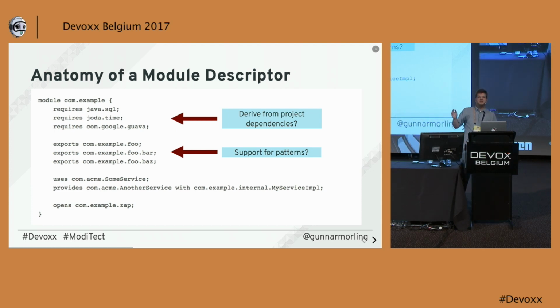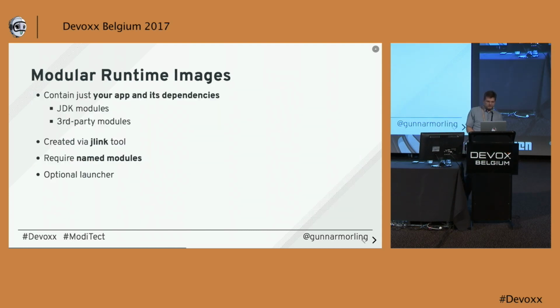Another part here is the exports clauses. They describe the public API of our module. So what are the publicly available types? And right now you have to specify all the packages which are exposed one by one. You don't have any support for wildcards or something like that. So again, this might be something which we could do a bit better, perhaps.